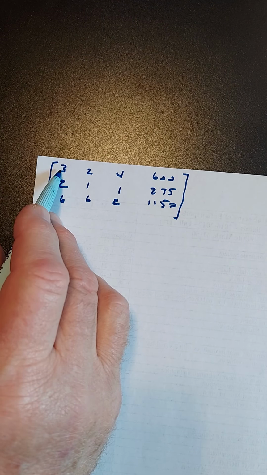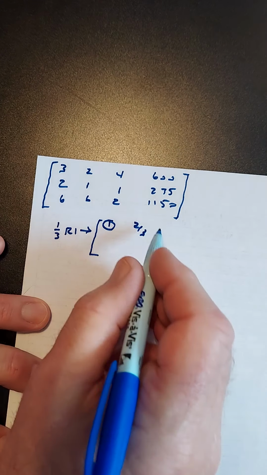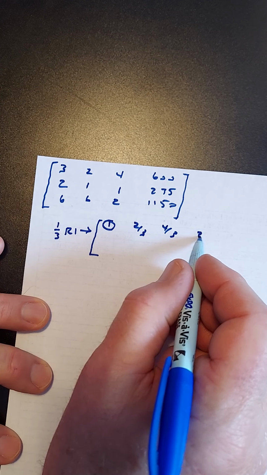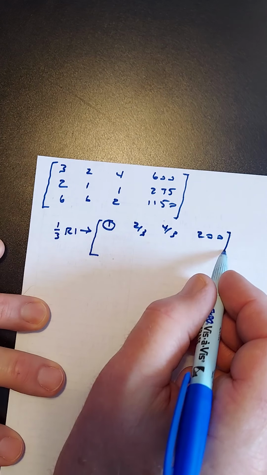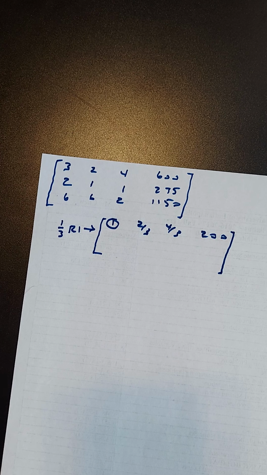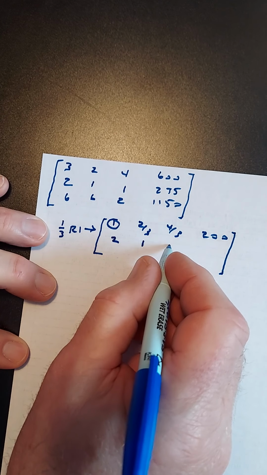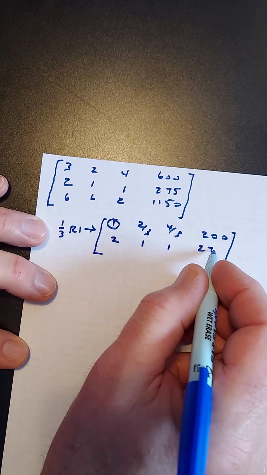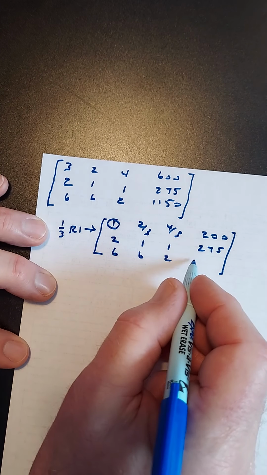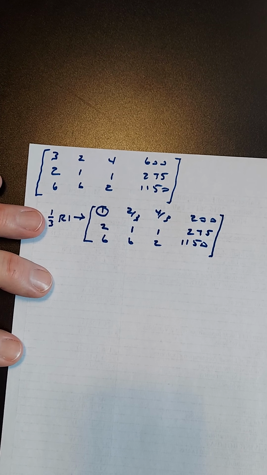1/3 of 3 is 1. 1/3 of 2 is 2/3. 1/3 of 4 is 4/3. And 1/3 of 600 is 200. Now I know as I go through these, I can look at them, probably write down the numbers. With practice, you'll do them as quick as me. 2, 1, 1, 275. That doesn't change. And the last one is 6, 6, 2, 1150. Okay, last two rows didn't change.